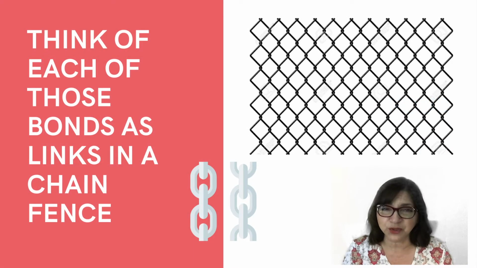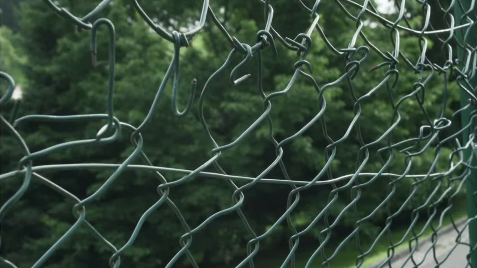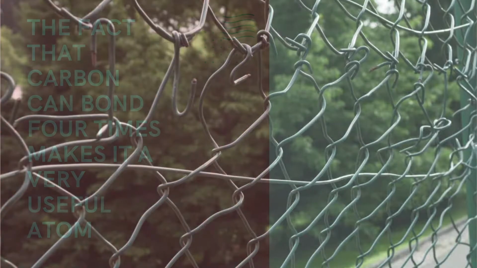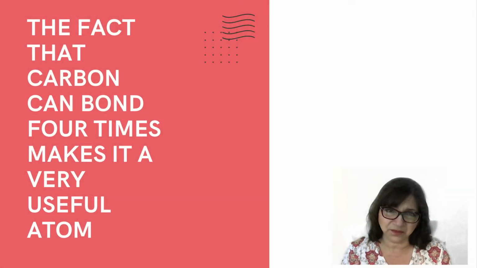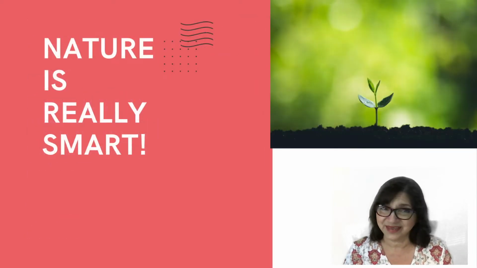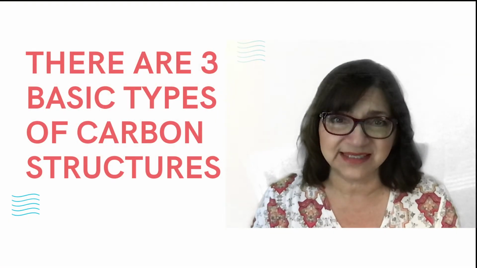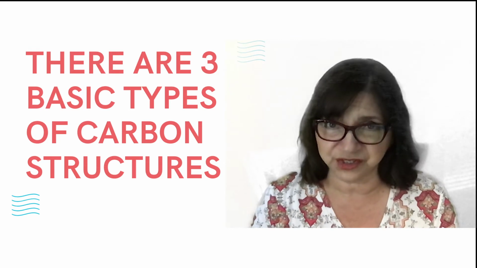Think of each of those bonds as links in a chain fence. What happens if a fence is missing some of those links? Is it weakened? Of course. So, that's why carbon is so strong, because of those 4 bonds. The fact that carbon can bond 4 times makes it a very useful atom. Nature is really smart. There are 3 basic types of carbon structures.